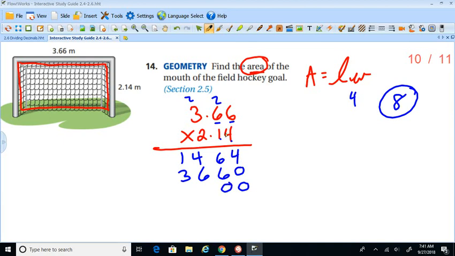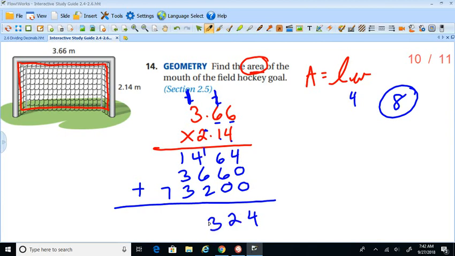2 times 6 is 12. Carry the 1. 2 times 6 is 12, plus 1 is 13. Carry a 1. 2 times 3 is 6, plus 1 is 7. Add them all together. 4, that becomes a 12. That's a 13. That becomes 8. And I have a 7. So I'm looking at this as 78,324.